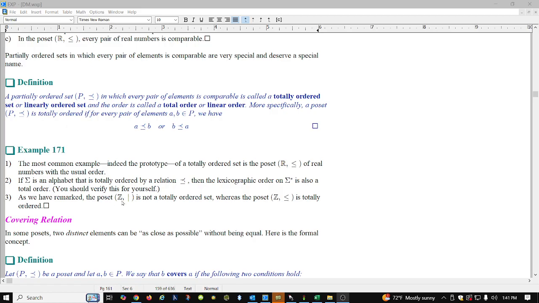The poset Z under divisibility is not totally ordered, and on the other hand, the poset Z with the usual order is totally ordered. So same set, same underlying set, but two different relations, one of which is totally ordered, the other which is not.